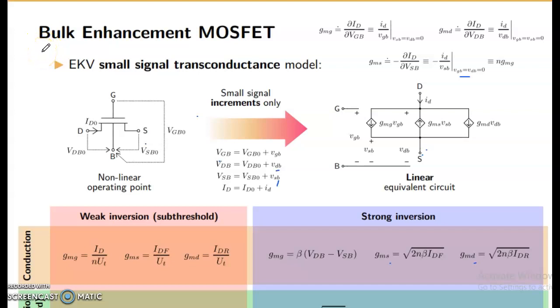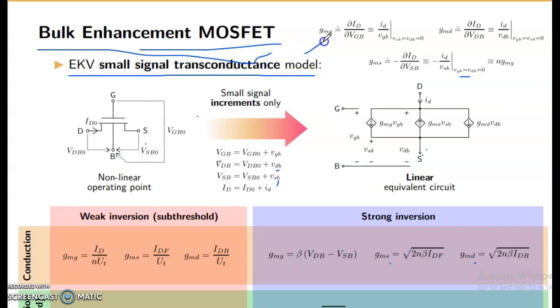In the design of analog ICs, we are doing modeling. Under this, the bulk enhancement MOSFET, the EKV small signal transconductance model. This model, the EKV small signal transconductance model, is a mathematical model. Already in the last video we discussed the non-linear operating point, and what happens when small signal increments occur.